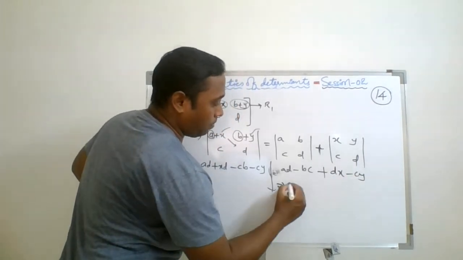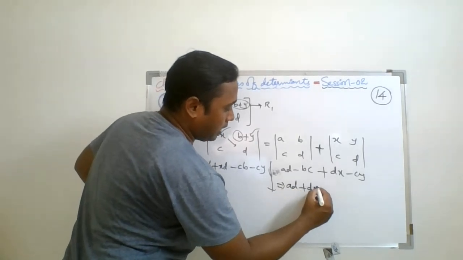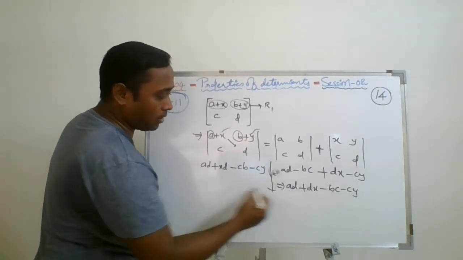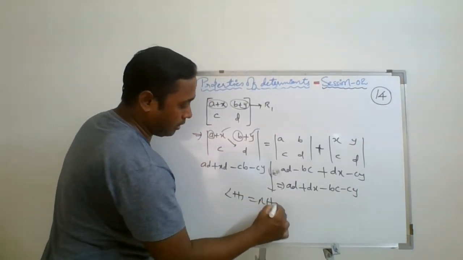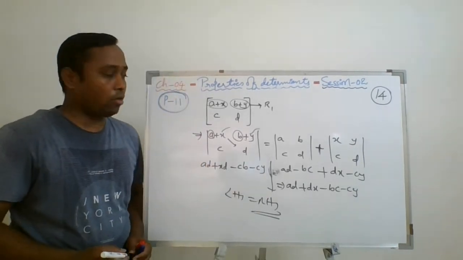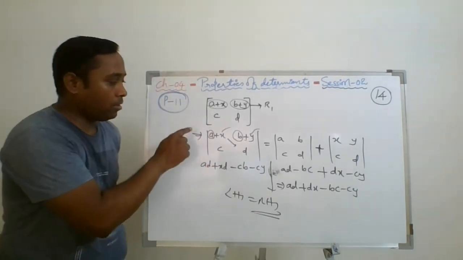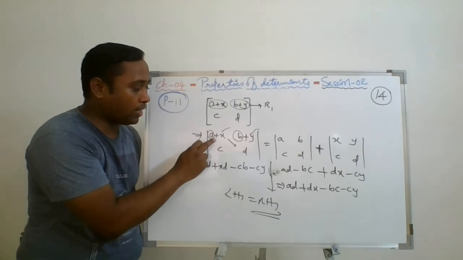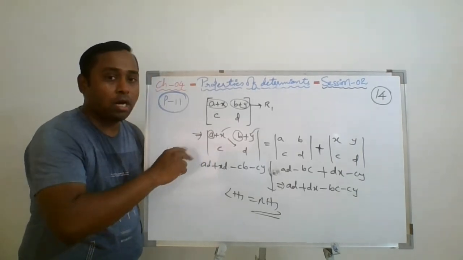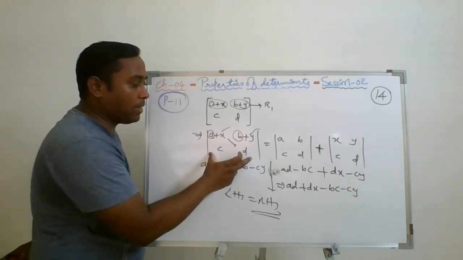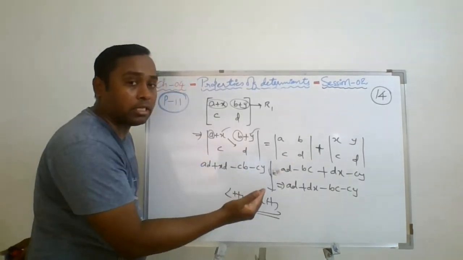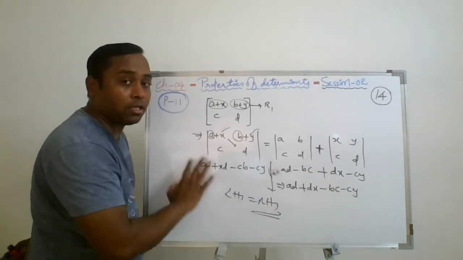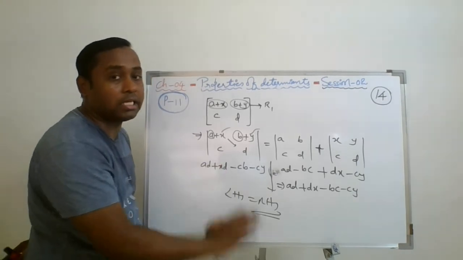Now group the positive terms first: ad plus dx minus bc minus cy. You can see these two results are the same. So left hand side is equal to right hand side. I hope you have understood the property. If the elements of any row or column are expressible as a sum of two or more elements, then that determinant can be split into smaller determinants by taking the corresponding elements in first and second, keeping the other rows or columns undisturbed.